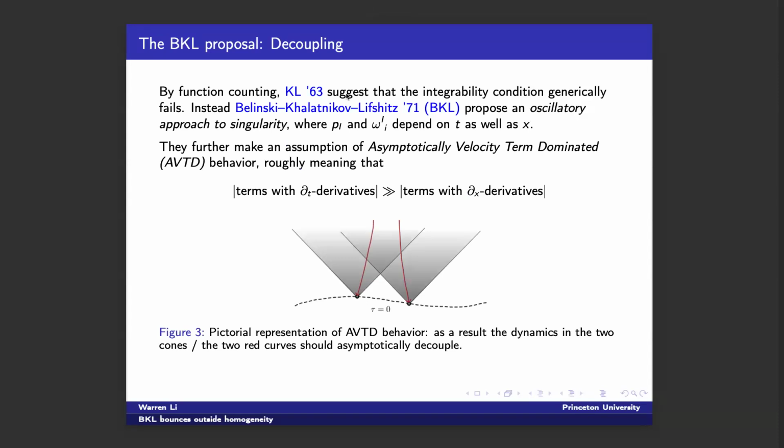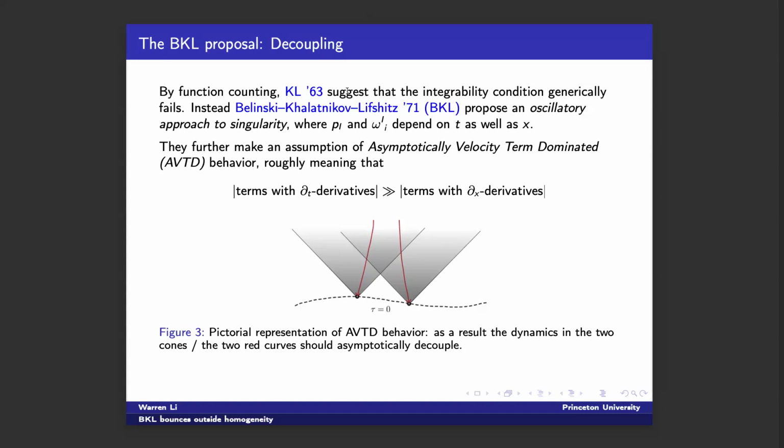So they make this assumption of asymptotically velocity term dominated behavior. Sometimes in the literature this is shortened to AVTD. And what that really means is that whenever we write down any equations, we're going to hope that any terms with time derivatives are much more important than terms with x derivatives. Okay? And the reason why you might make such an assumption is, let's consider our singularity. Let's say our singularity lies in this line here. So I'll put my singularity to the past.